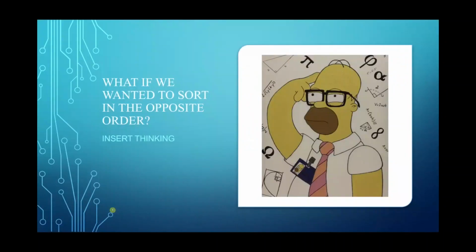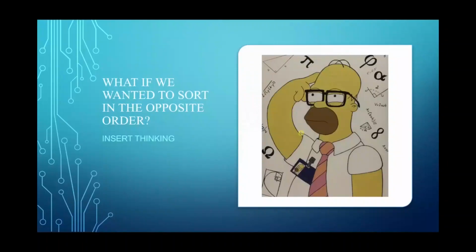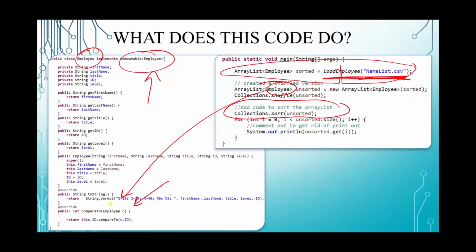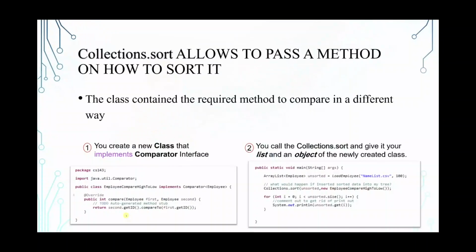So what if we wanted to sort in the opposite order? What do you think we have to do? We don't want to change compareTo, because compareTo is comparing based on IDs, and you cannot have two compareTo functions exactly like this, because this is not a valid overloading of the function. So what we are going to do is a simple solution.